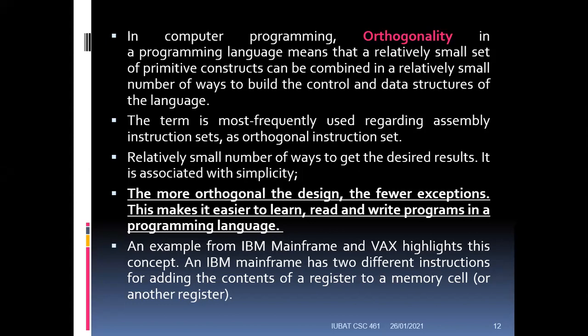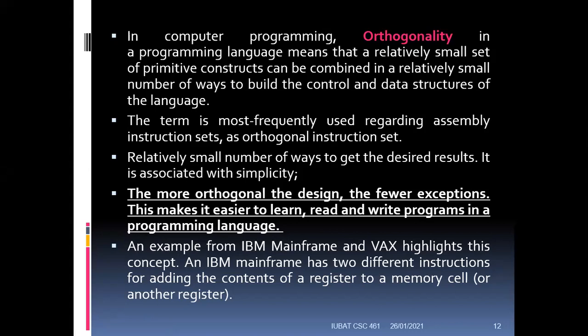In the same way, orthogonality means that whenever you are designing a programming language, it will have a relatively small set of primitive constructs. That means a function can be called in multiple ways, but it will have a small set of options that you can combine in a relatively small number of ways to build the function. As we said before, even though you have multiple ways to do a thing, we try to make sure you have a small number of ways. You can maximum do 2 or 3 ways. There cannot be 20 ways to call a function. So that is where orthogonality comes in.